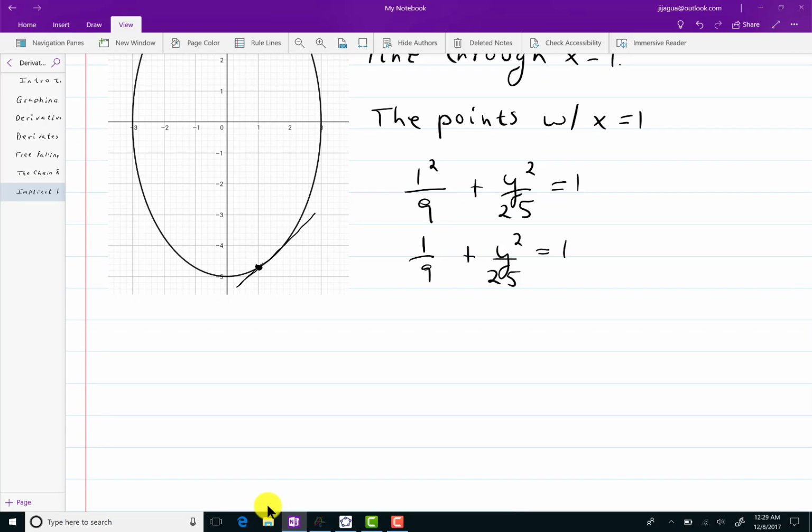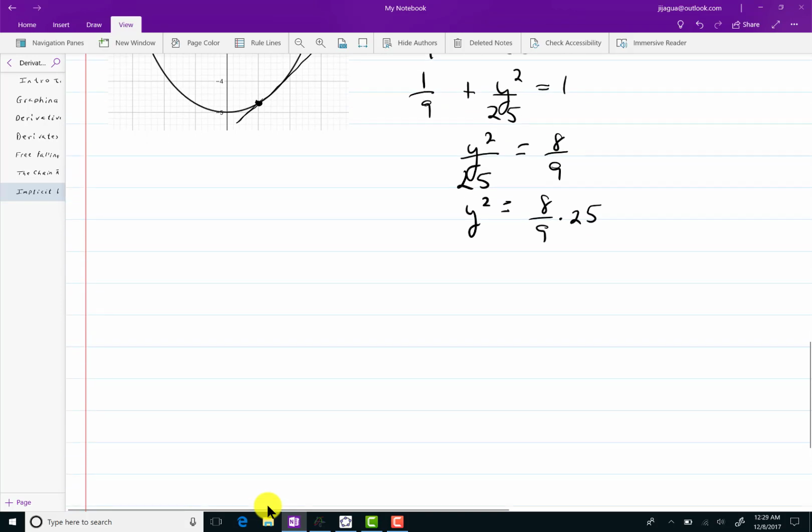I'm going to subtract 1/9 from both sides, so y squared over 25, I need to take it easy on those y's, equals 8/9, and then I'll multiply both sides by 25. So y squared equals 8/9 times 25. I'm not actually going to multiply it up because I'm going to take the square root next. So y equals plus and minus the square root of 8/9 times 25.